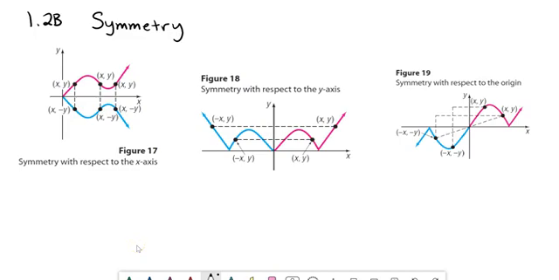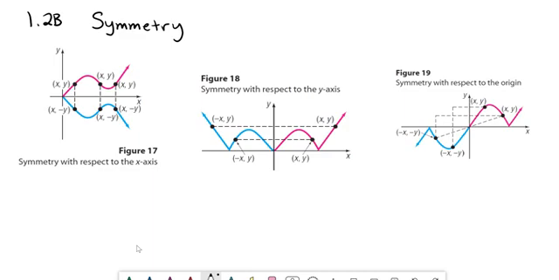Hi everyone. So today we're going to be working on 1.2b. We're going to be talking about different types of symmetry we can see in our graphs. There are three types of symmetry that we're going to be focusing on.